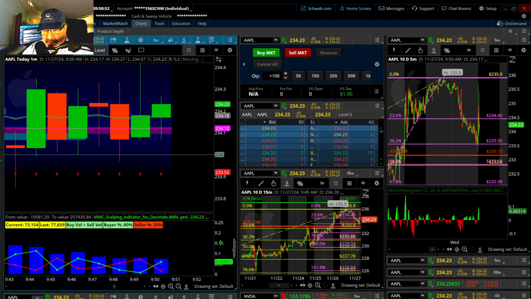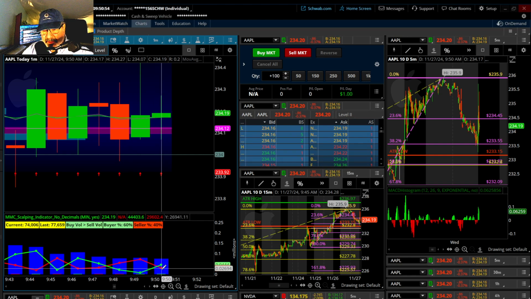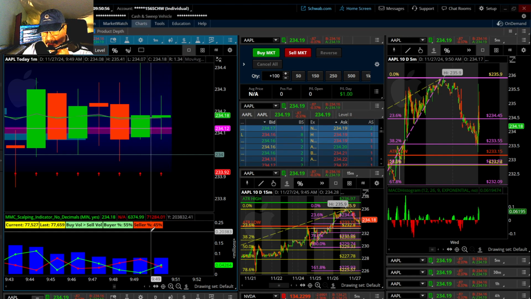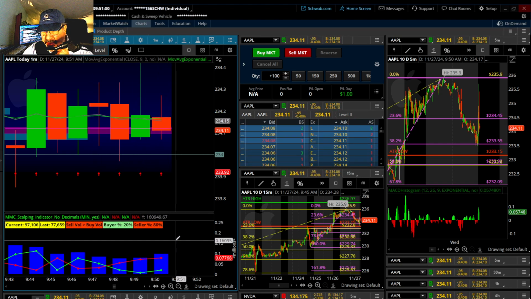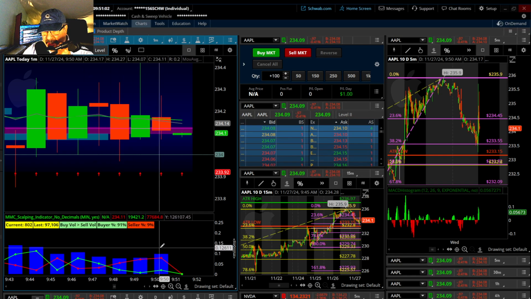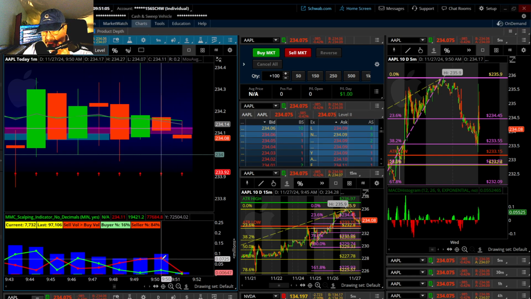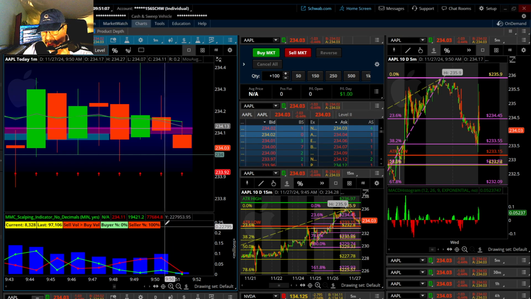Guys, I'm just trying to set this up. The red are the sellers, the green are the buyers, and the blue is the column. This is the sentiment inside. This is a must-have. It kind of changed scalping for everybody, so you can get this on the link. This is more than just a volume indicator because it's showing the sentiment inside.